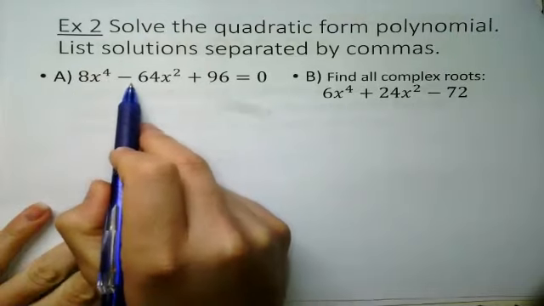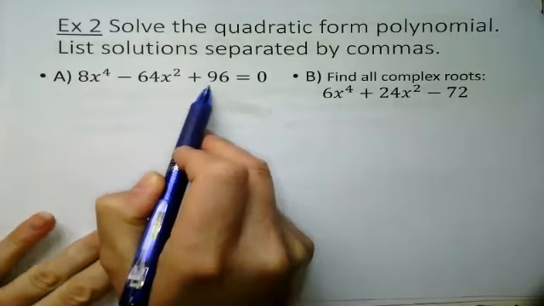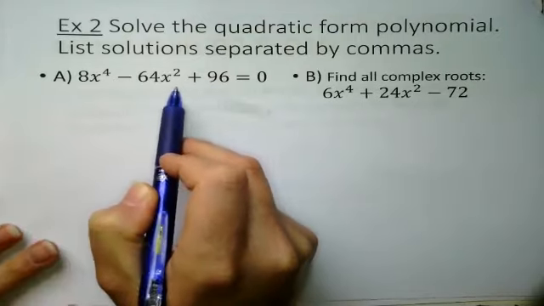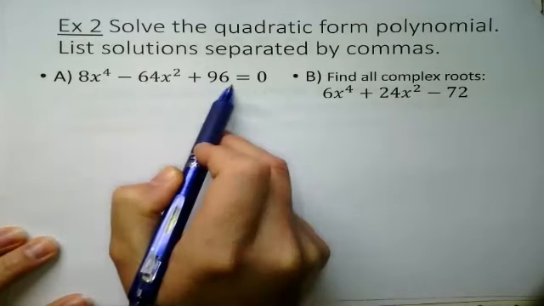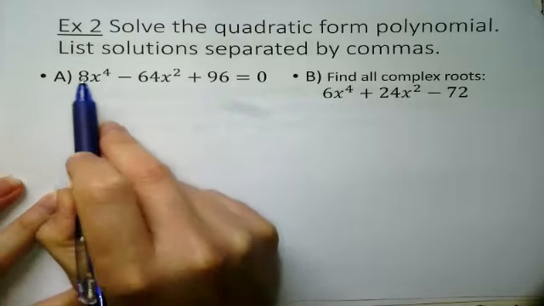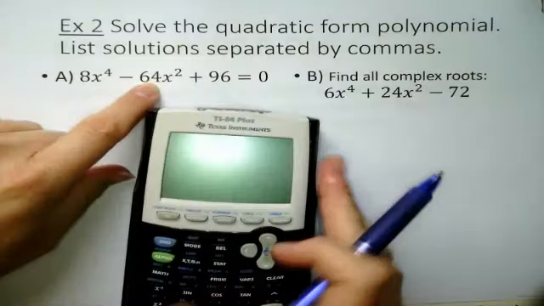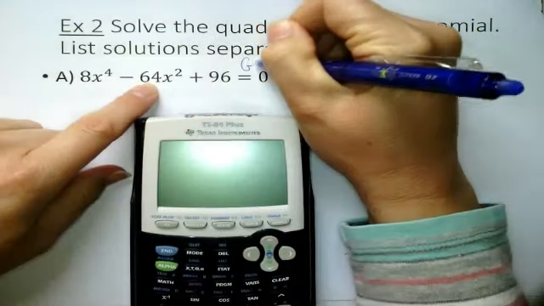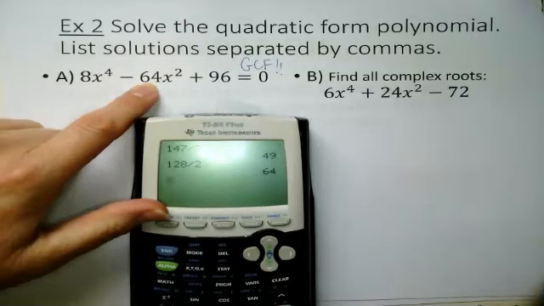8x to the fourth minus 64x squared plus 96. Both of these three terms, these are quadratic in form. It's a trinomial. You're going to try to factor. But the other thing I noticed is I know 64 is divided by 8. So I'm looking for the GCF here first. If I can make these numbers smaller, I'd be really happy.